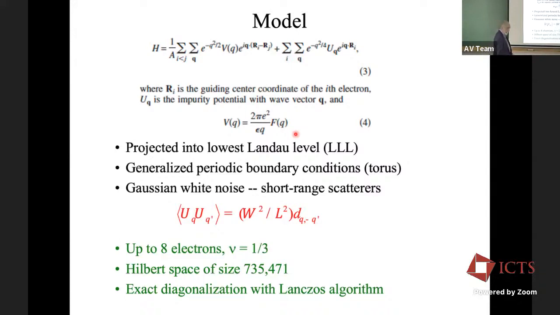And again, as before, we use a random white noise potential, okay? And we try and calculate the eigenstates for every random configuration for up to 8 electrons. And we thread the 24 flux quanta through the sample, so it's at 1/3 filling.